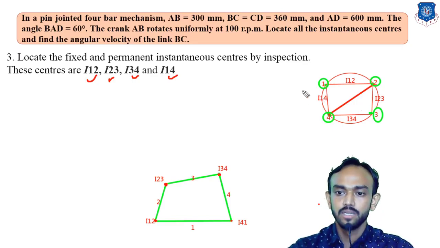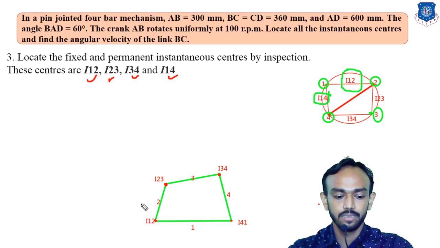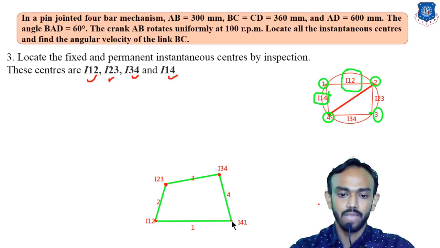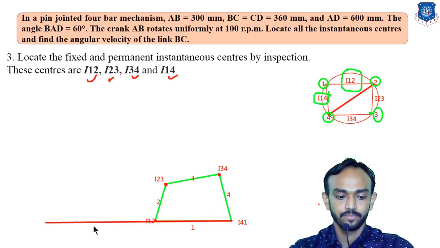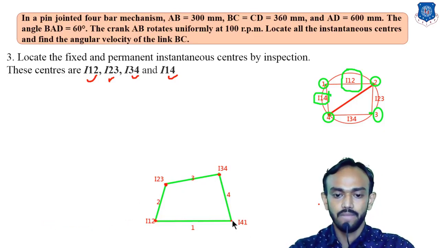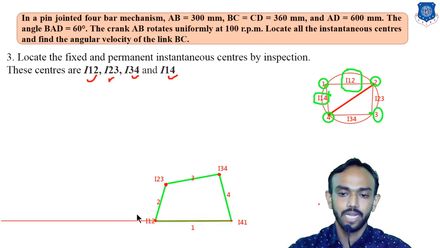How? Check this. First of all, there is one I-center, I12 and I14. Using this I12 and I14, we are drawing the line here. Let's take I12 and I14. So I will draw this line here, very light. Okay, I don't know the length.